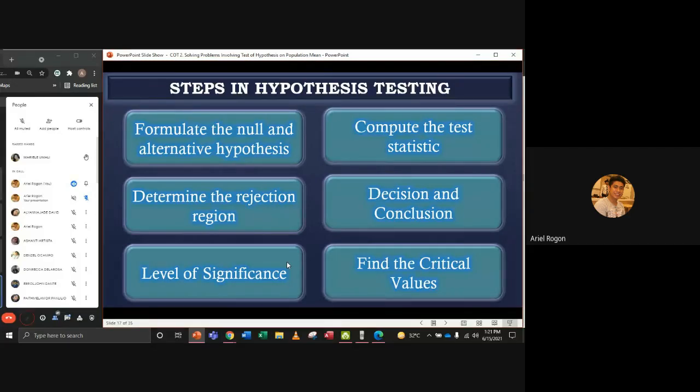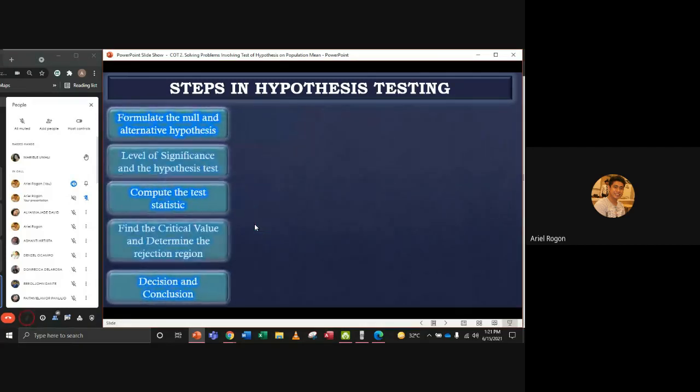So this is what we will use to test the claim of Lance, that his friends' spent time is higher than the global usage. Using these steps, we're going to recall first what the steps are. Okay, let's start with formulating the null and alternative hypothesis. So how do we formulate our null and alternative hypothesis?